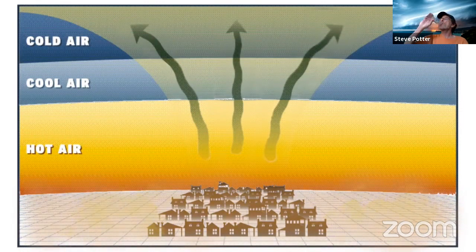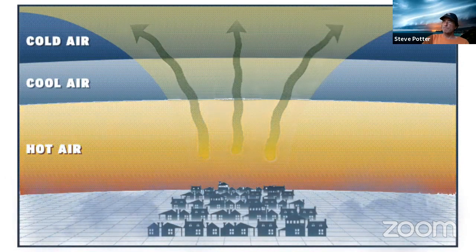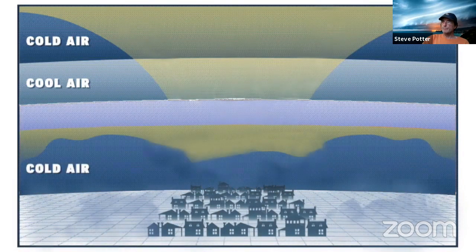On calm and clear nights, the Earth's surface can cool very quickly as it loses heat or radiation, cooling the air right above it.